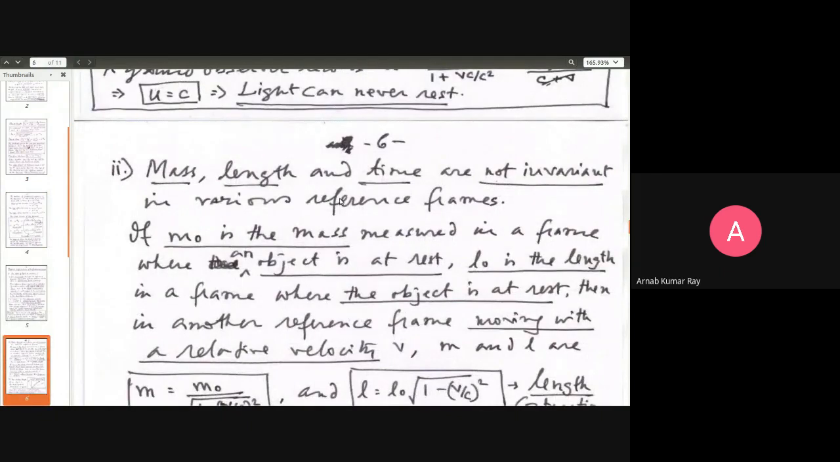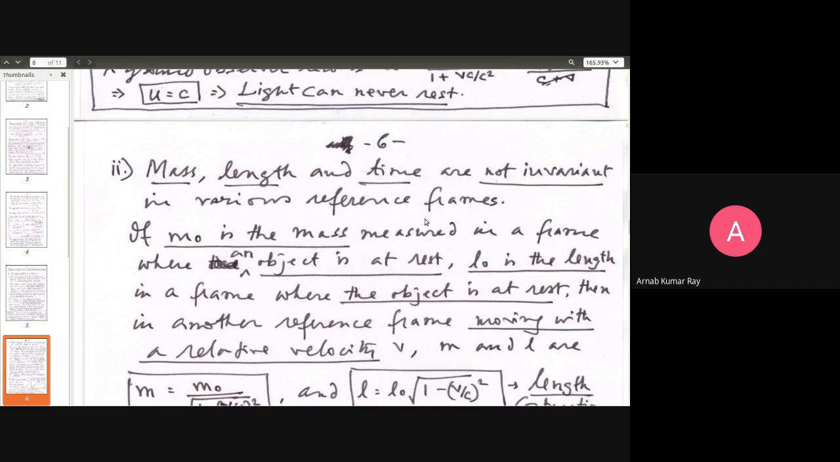Let us see. This is again a consequence of what Einstein stated, actually a corollary of his theory of relativity. Mass, length, and time are not really invariant in various reference frames, just like your velocity is not an invariant quantity.